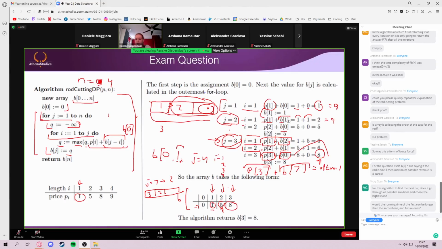Would the running time of the first run be longer than the second one and future runs? Well, for the first one, you just look at a rod of size 1. So I think this calculation shouldn't be too hard. For the first run, you only need to calculate i is 1, right? And then for the second one, there are more options, so to say. For each next run, there are going to be a lot more options. So I'd say that the running time of the first run would be shorter.